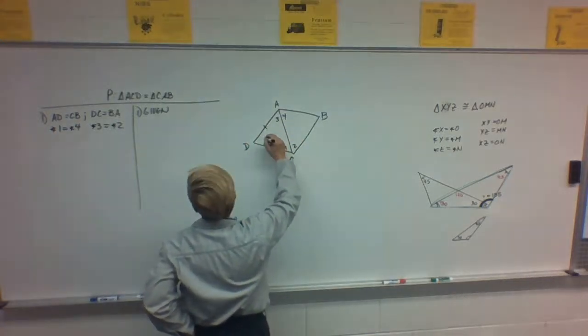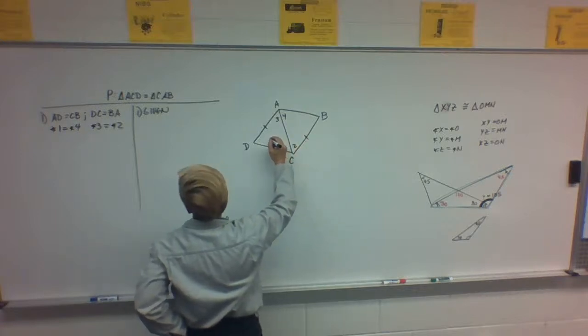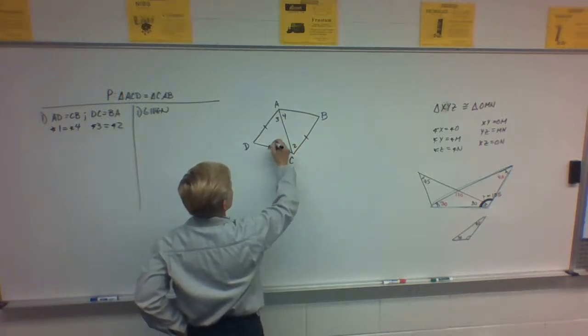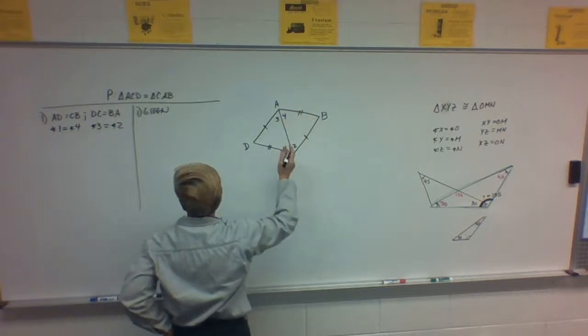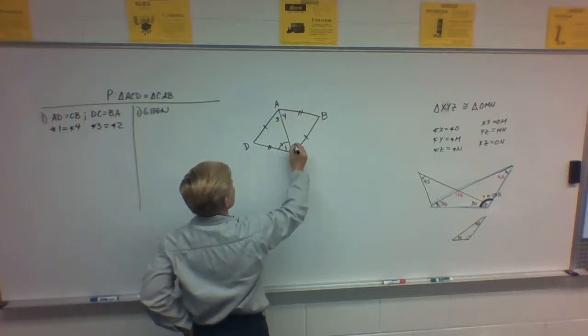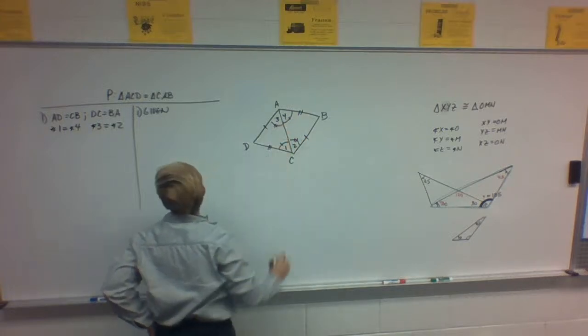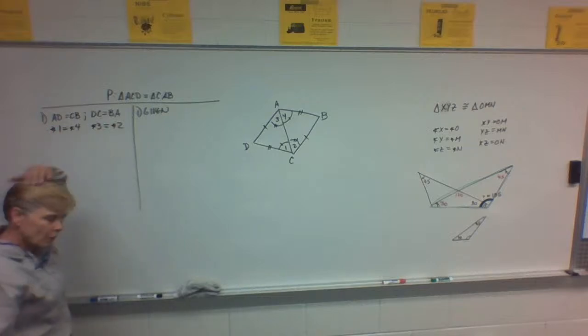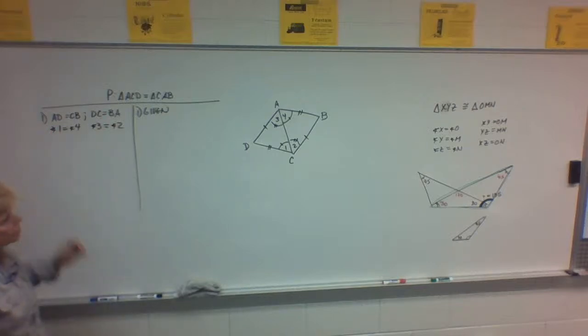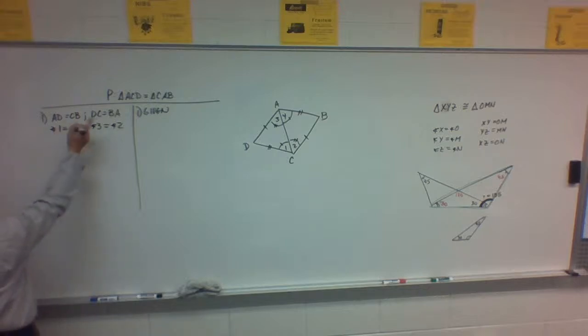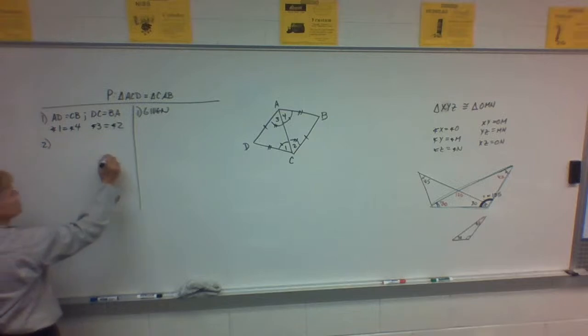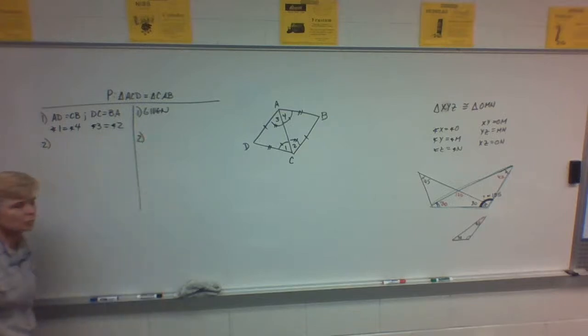AD equals CB. DC equals BA. They get different marks because there's no guarantee they're all equal. Angle 1 equals angle 4. Angle 2 equals angle 3. And that is 1, 2, 3, 4 of the 6 parts. So you need to clearly identify what other parts you need to prove are equal. We got 4 of them. We need all 6 before we can say they are equal. What else do we need to say in order to get the other 2 parts?